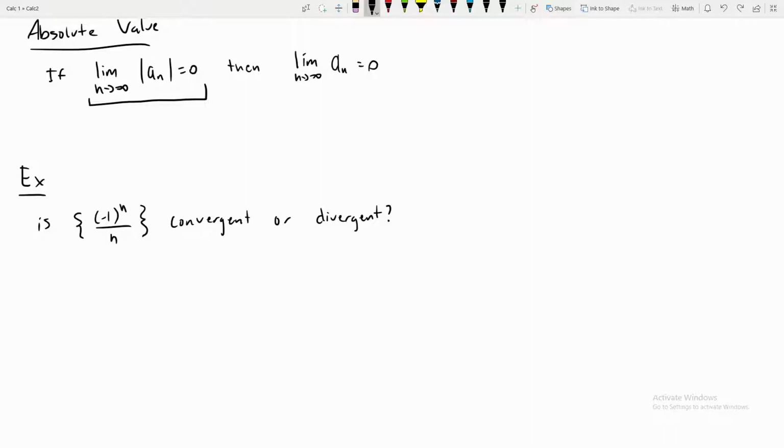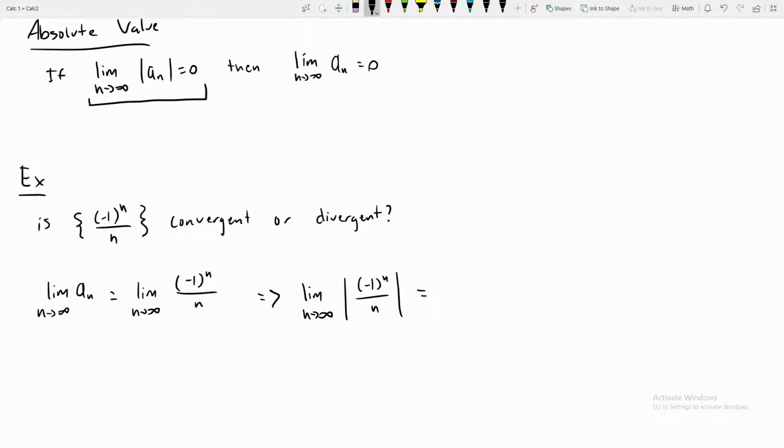The example asks us to find out whether this sequence right here is convergent or divergent. So all we want to do is take the limit of a of n as n approaches infinity. Well, that's going to equal the limit as n approaches infinity of a of n. And what is a of n? Well, it's just given by this right here. Now, once we have this, we want to apply this trick right here. So we want to find the limit as n approaches infinity of the absolute value of this sequence right here.